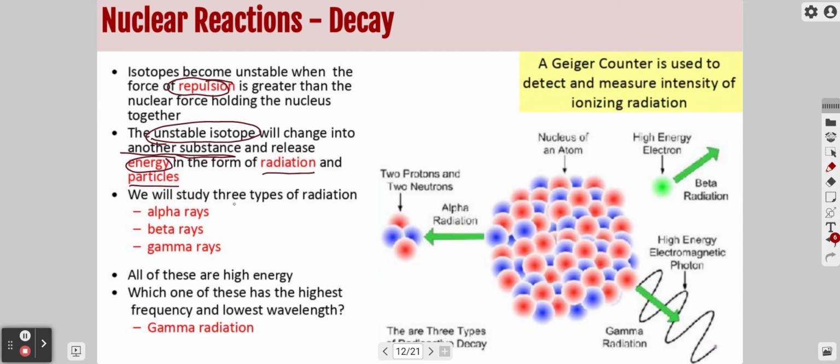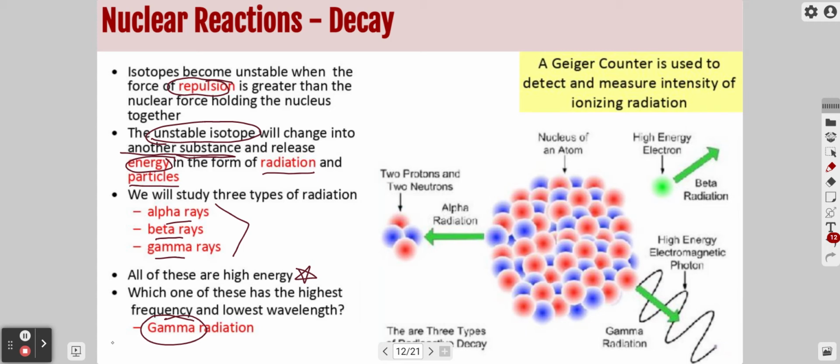We're going to study 3 types of radiation here. We've already looked at gamma rays a little bit, but we're going to look in a little more detail at how we would do an equation with them. We're going to look at beta rays and alpha rays. All of these are super high energy. Remember, way more energy than any kind of chemical reaction. Which one of these has the highest frequency and lowest wavelength? That is our gamma radiation.